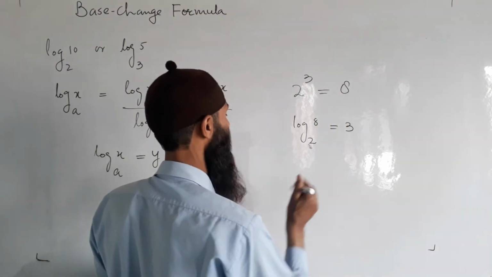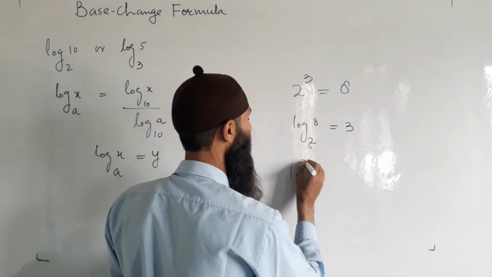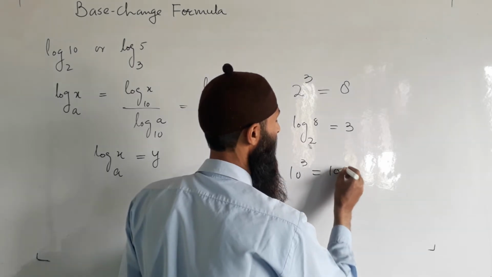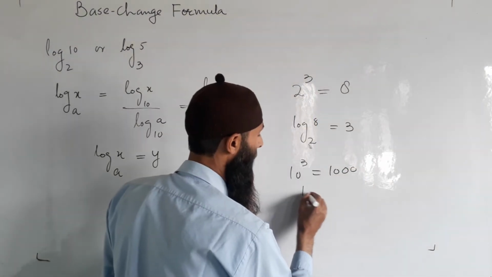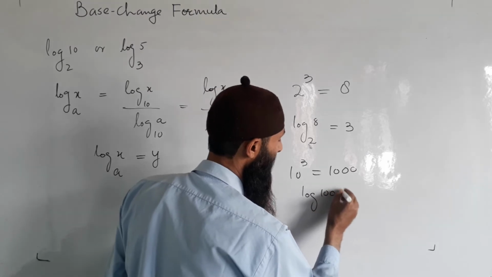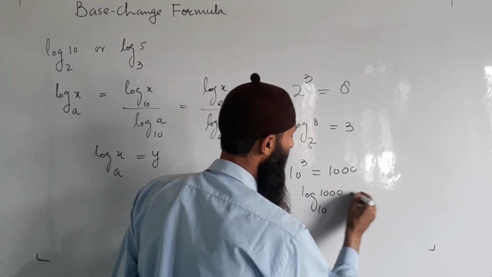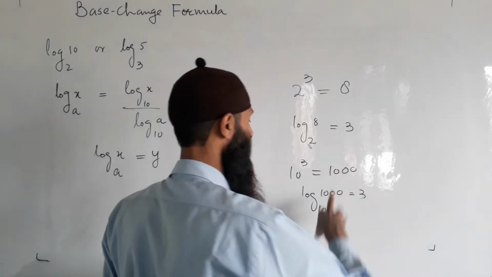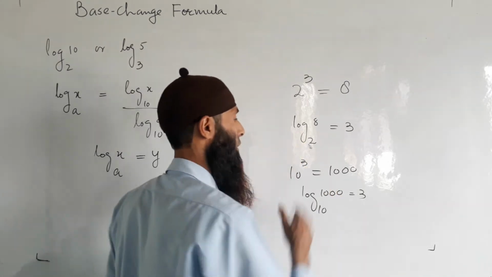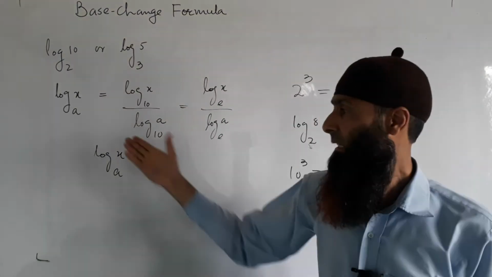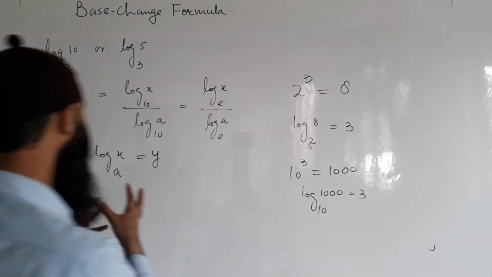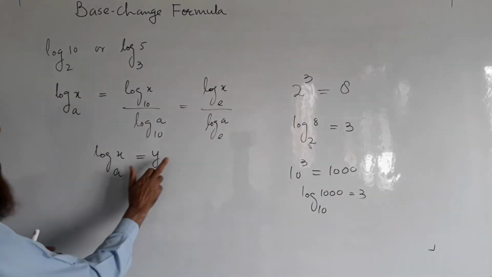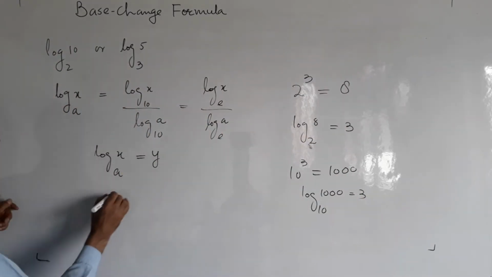Similarly, you have another example. You have 10 to the power 3 is equal to 1000. So in logarithmic form we can write it as log of 1000 to the base 10 is equal to 3. We can revert this expression: 10 to the power 3 is equal to 1000. Okay, similarly we can use this concept over here. Then by the definition of logarithm, a to the power y is equal to x.